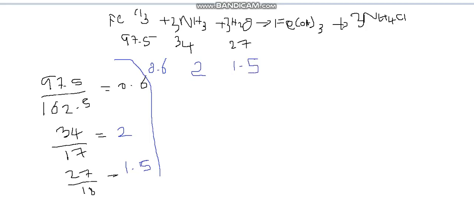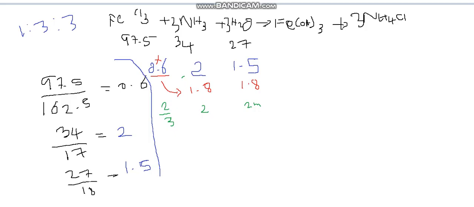Now first we have to find the limiting reagent. You can see the FeCl3 to ammonia to water ratio is 1:3:3. If you take 0.6 as the limiting reagent, we have to check with each one. Then you need 1.8 of ammonia and 1.8 of water, but you can see water is not sufficient, so this is not the limiting reagent. Now I'll take 2 as the limiting reagent value. Then FeCl3 should be 2/3, and water you should have 2 moles because the ammonia to water ratio is 1:1. But you can see only 1.5 moles of water is there.